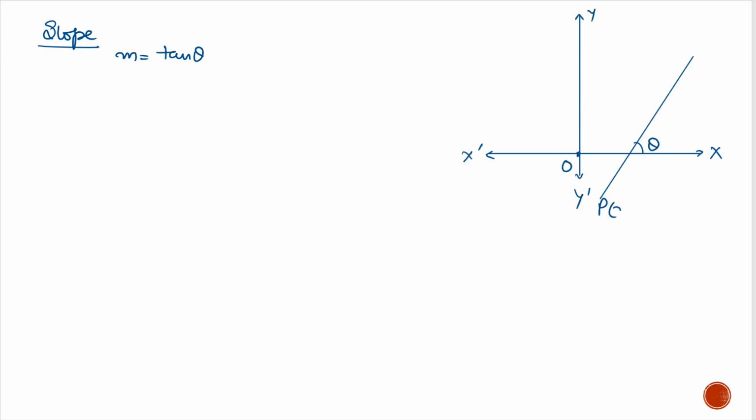Slope of a line is denoted by m, which equals tan theta, where theta is the angle between the line and the positive direction of x-axis. Suppose the line is passing through 2 points (x1, y1) and (x2, y2), then we can calculate slope using the formula (y2 minus y1) divided by (x2 minus x1).